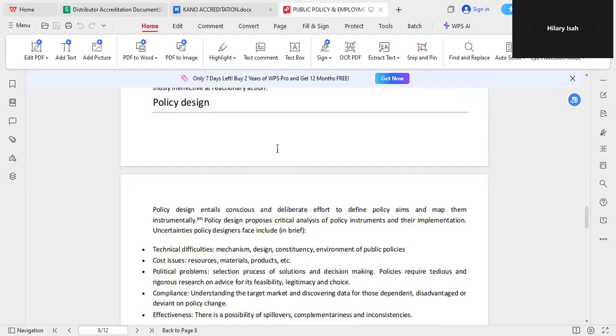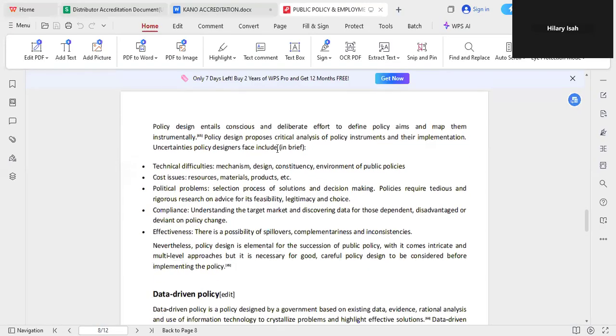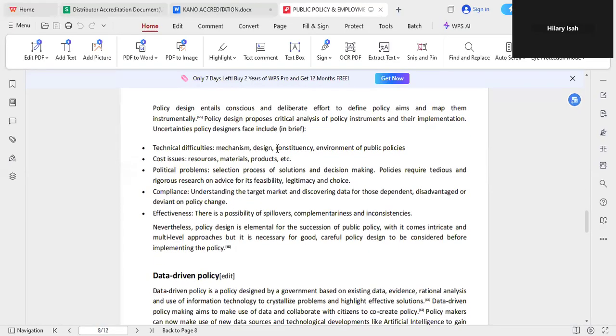Uncertainties policy designs face include: so there are many uncertainties that are usually faced when it comes to discussing and managing issues of policies. So first of all, technical difficulties. There are technical difficulties: mechanism, the design, constituency, environment.